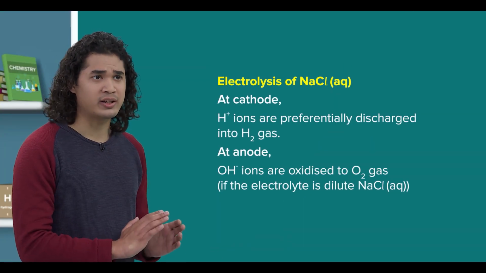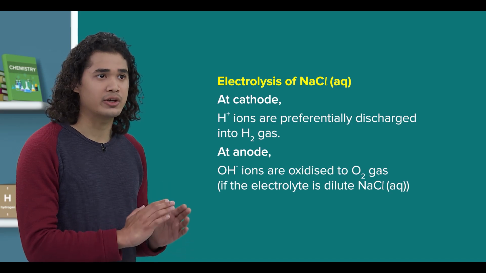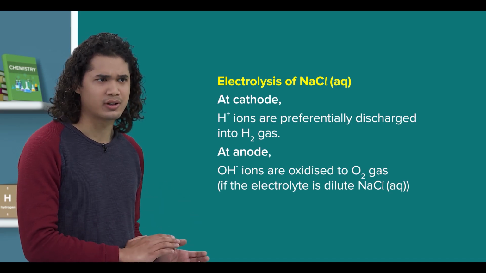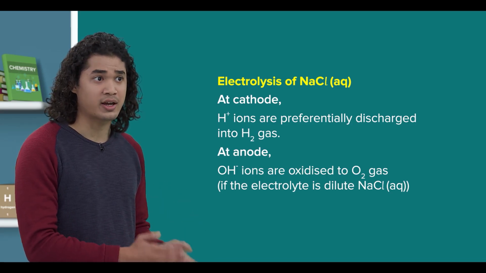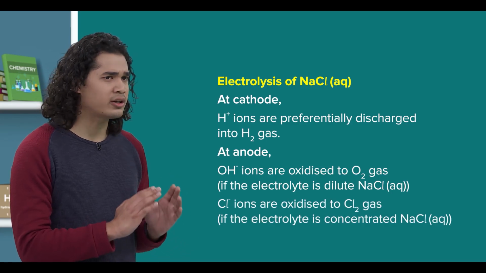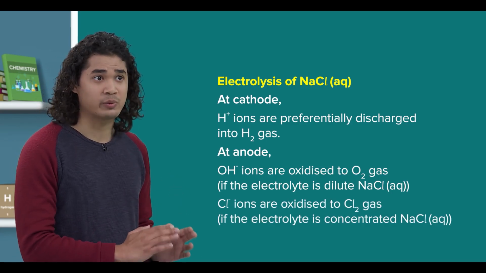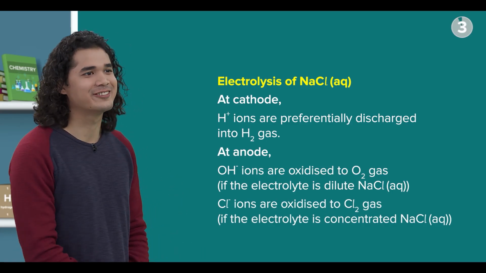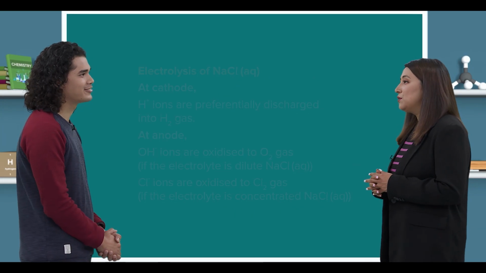So the conclusion would be that in the electrolysis of dilute aqueous sodium chloride solution, oxygen gas would be formed at the anode, while in a concentrated aqueous solution, chlorine gas would be formed. Understood. Good. Let me test you further if you have fully understood what we've discussed so far.